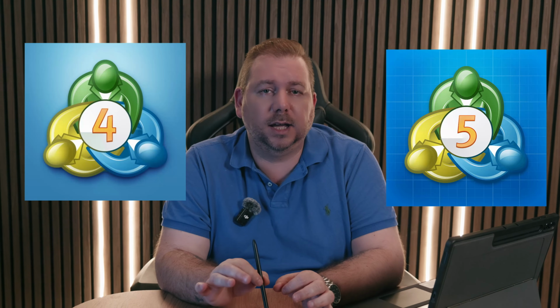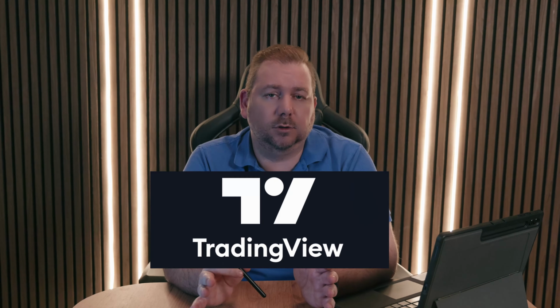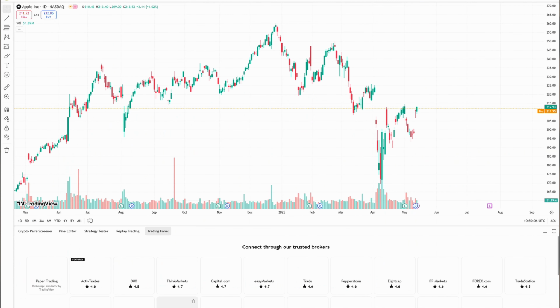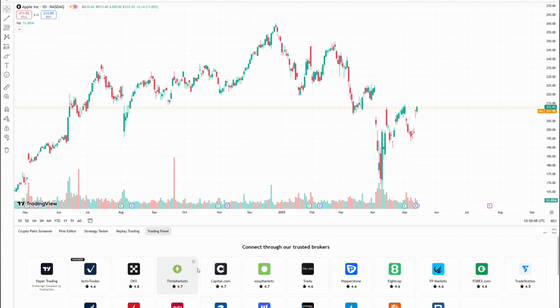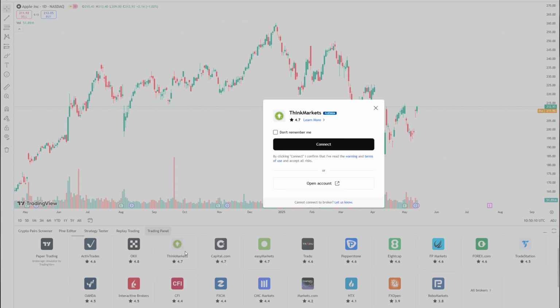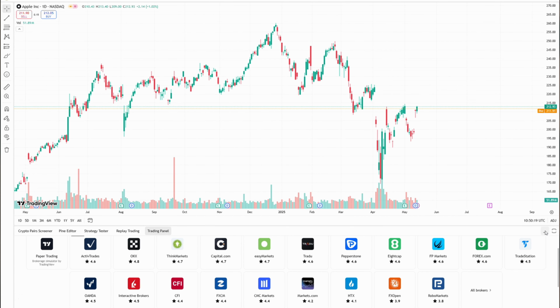The next thing you are going to need after a broker is an actual trading platform. You have probably heard of MetaTrader 4 and 5, but my favorite is TradingView. In a moment I will show you how to link your broker to TradingView so you will never miss a trade. To connect your broker to TradingView, come down to the trading panel, click See All Brokers and pick yours. If it's not on the list, you will need to use their native platform. Platform switching kills trades. Keep everything under one roof if you can.